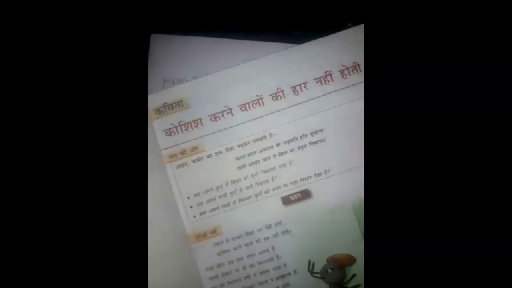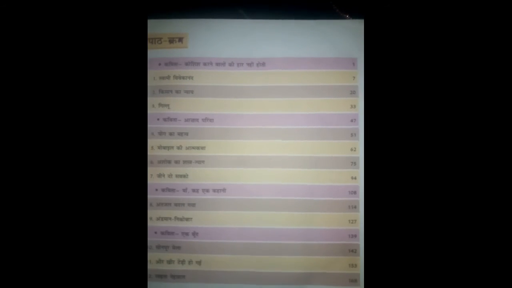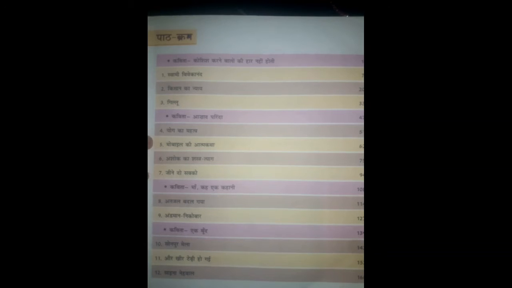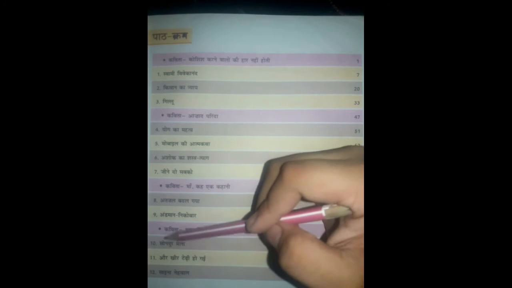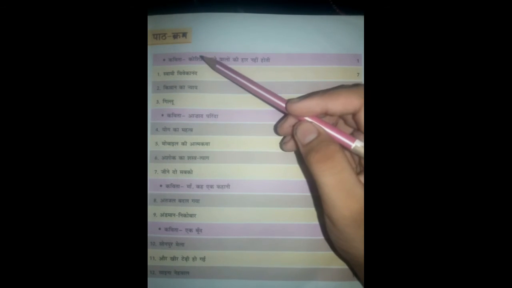Hindi Pathya Pustak. So now moving on. This is the same as English. I'm explaining it in Hindi. It's a bit awkward. Okay. So it is chapters 1 to 12, then 13, 14, 15 and 16.